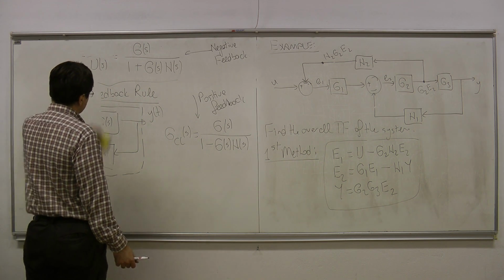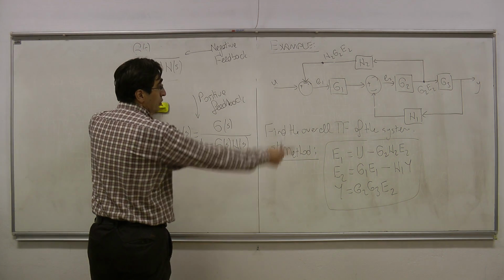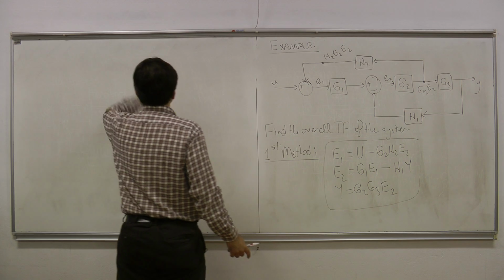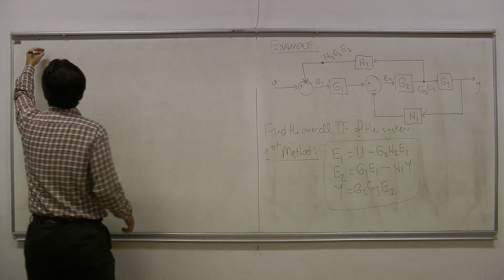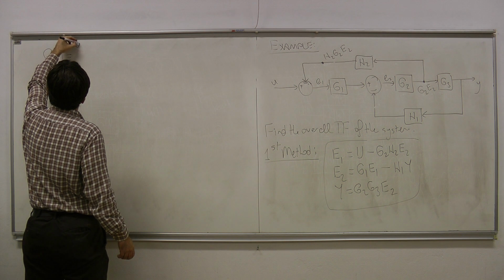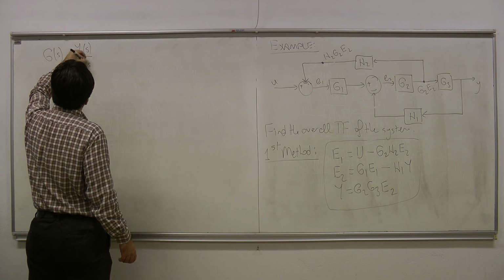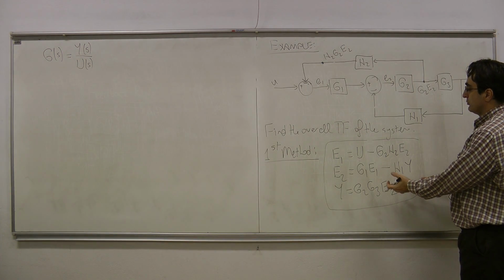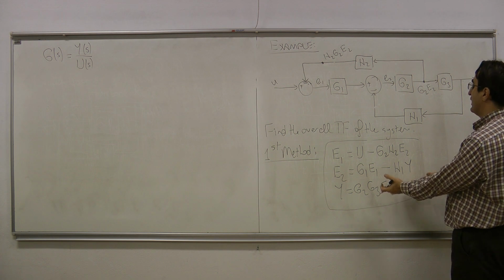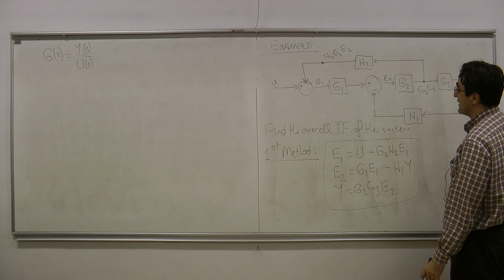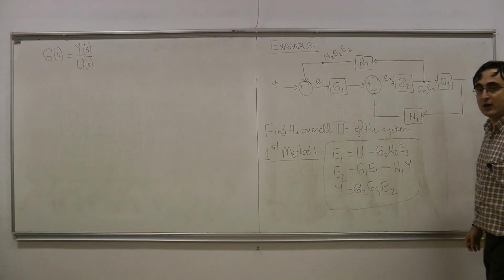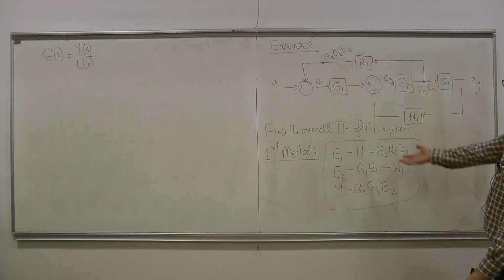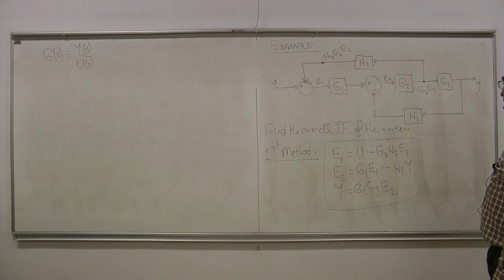What do I mean by the overall transfer function? Obviously, the ratio of the overall output to the overall input. So I'm trying to calculate G of s here, the ratio of Laplace transforms of the output to the input. So I want to calculate Y of s over U of s. But you see here, in these equations, I have just two extra variables that I need to get rid of. So I need to get rid of E1 and E2 from these equations.